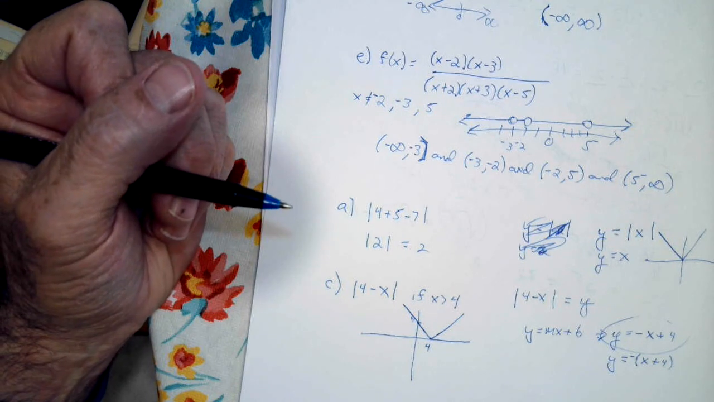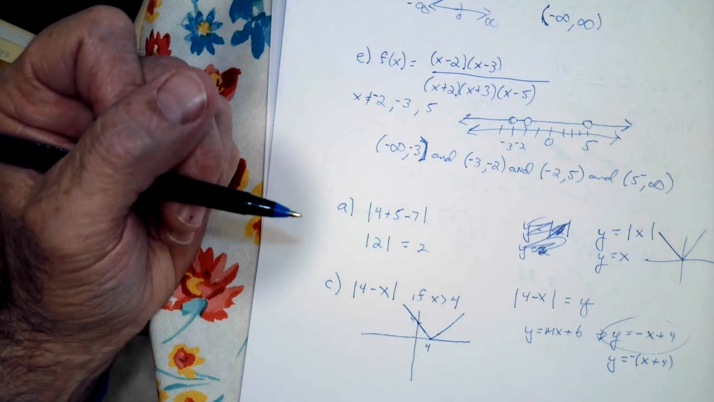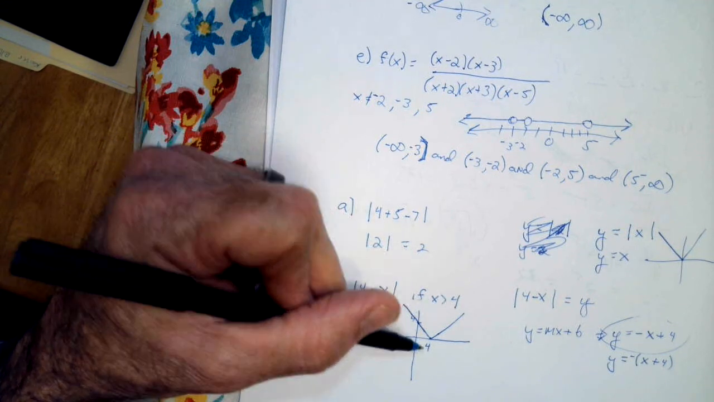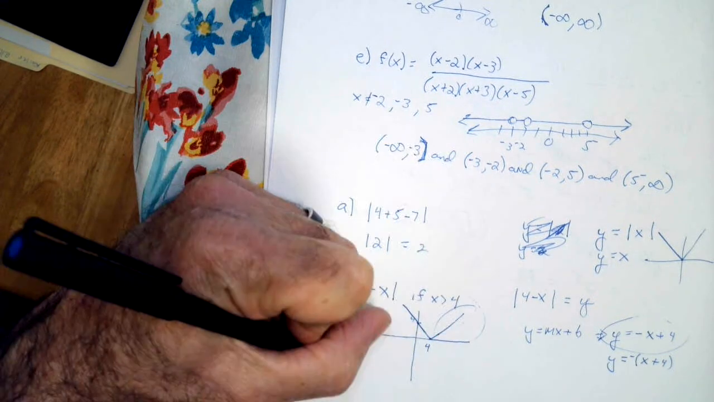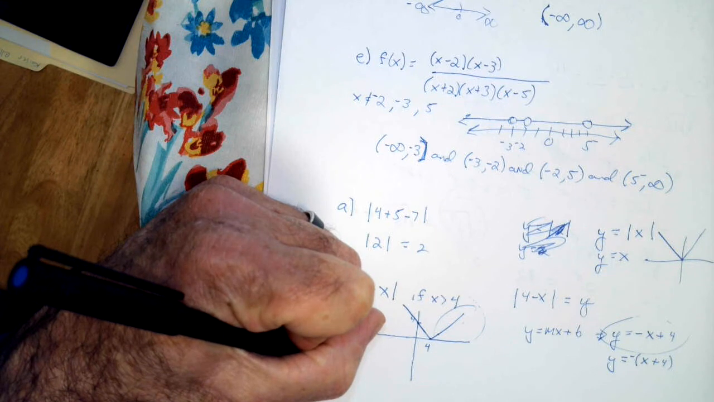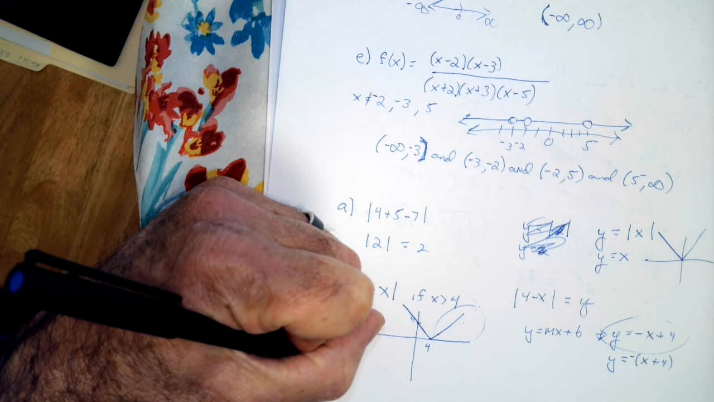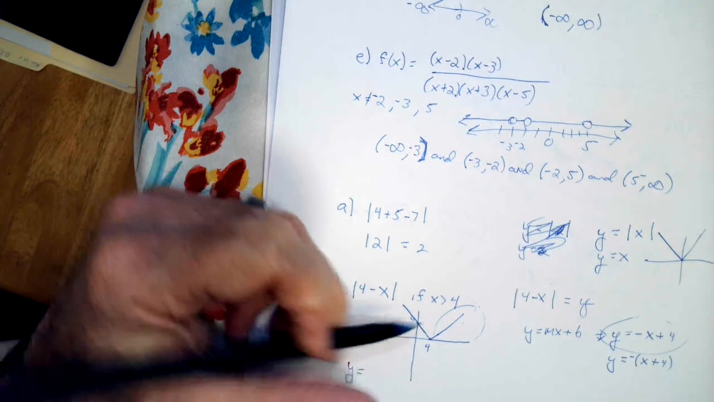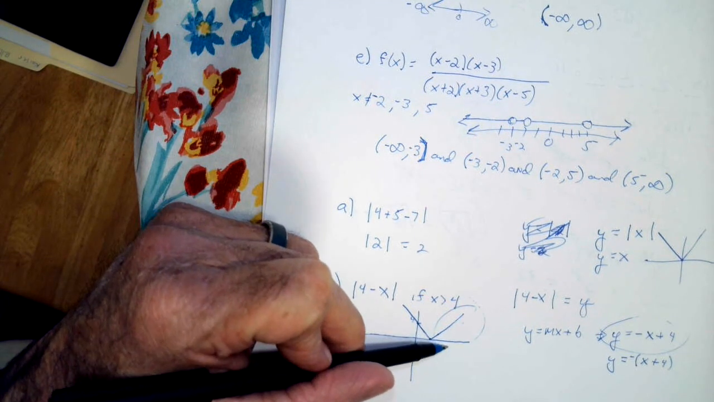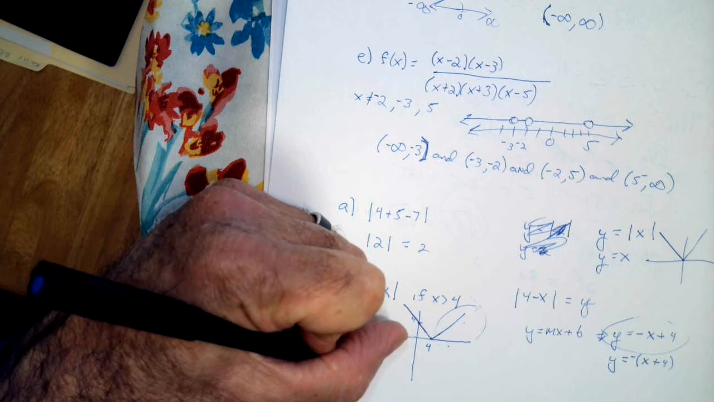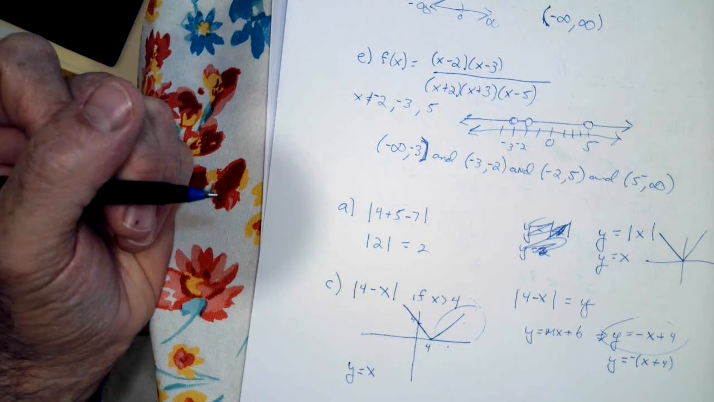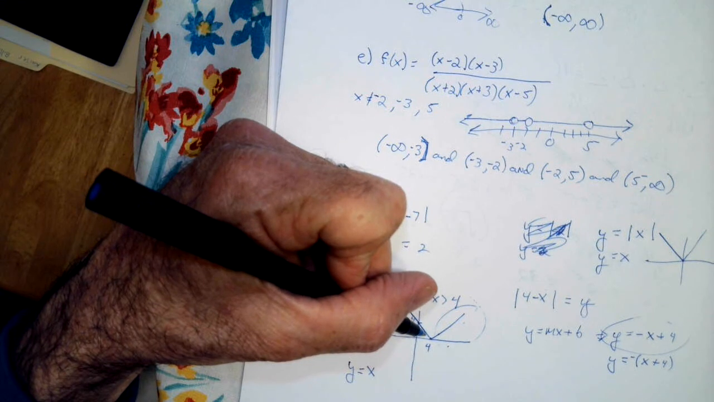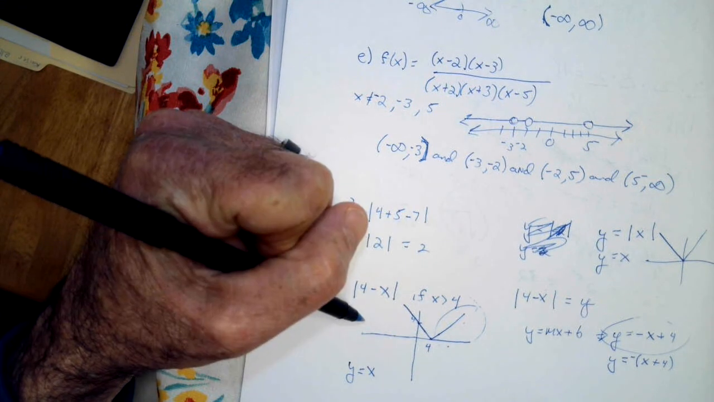So the question is, what is the solution? The answer is if X is bigger than 4, then what you're looking at is you're saying then Y. If X is bigger than 4, then X is going to equal Y. If X is less than 4, it changes this a bit.